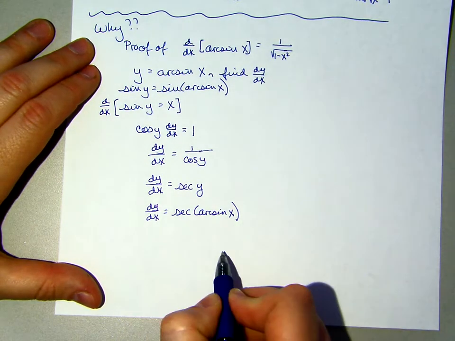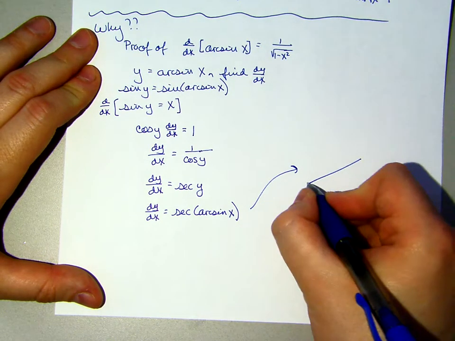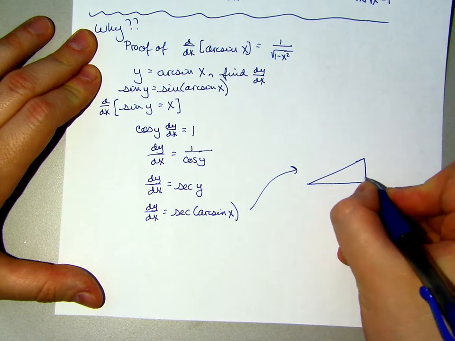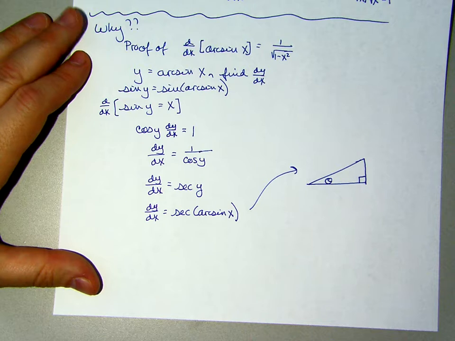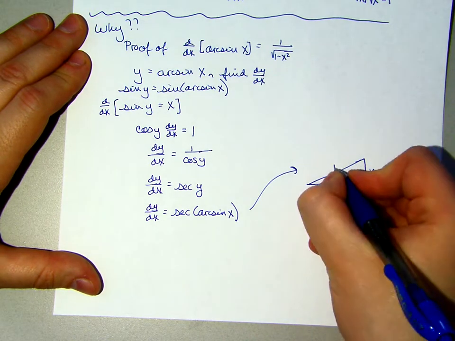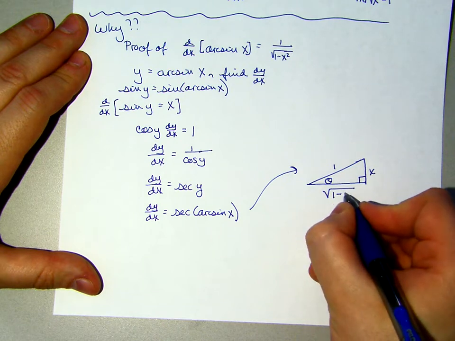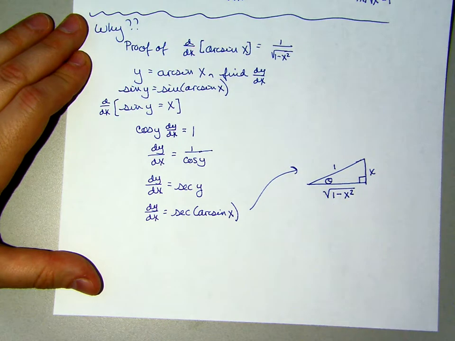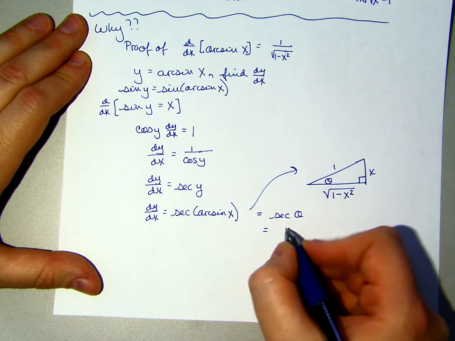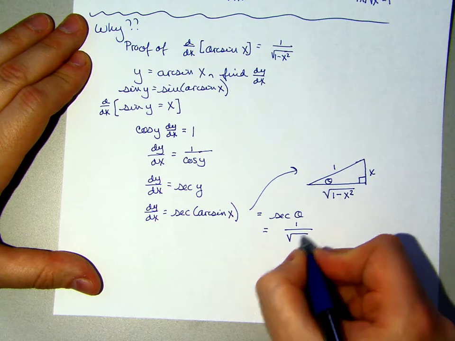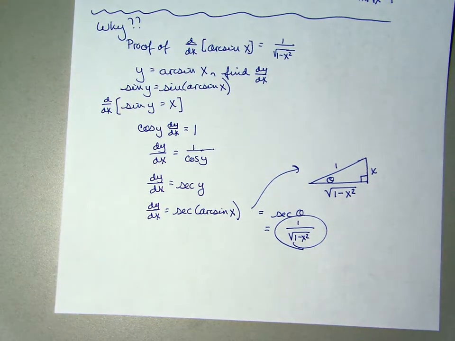Well, we can simplify this by using our triangles. Let's see, the arc sine of x. So I've got my angle theta, whose sine is x, so the opposite is x, the hypotenuse is 1. I'm just going to kind of fly quickly through this. The adjacent is square root of 1 minus x squared. What's the secant of that angle? Well, the hypotenuse over the adjacent, 1 over square root of 1 minus x squared.